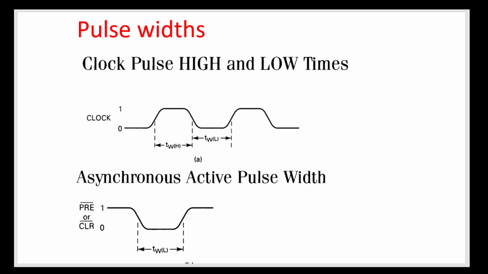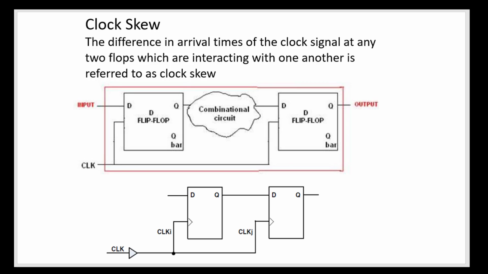Now we'll see the most important parameter, that is the clock skew. If you want to understand this one, you have to understand the propagation delay. There are two flip-flops which are synchronized with the same clock, and you are applying the input here and the same clock here. Clock skew is defined as the difference in arrival times of the clock signal at any two flip-flops which are interacting with one another. The moment you apply the clock, it is applied here and the same clock is applied here, but there is a connection wire, so there will be a propagation delay.